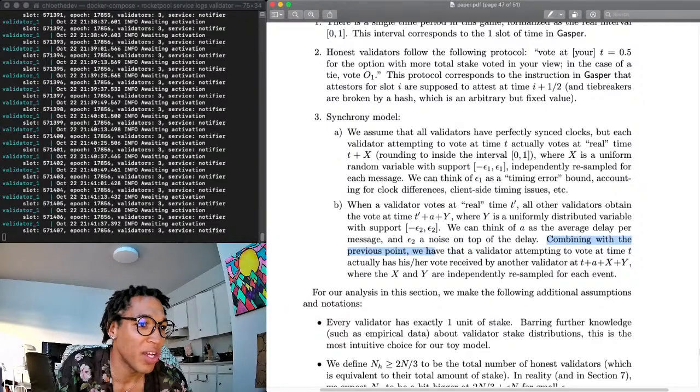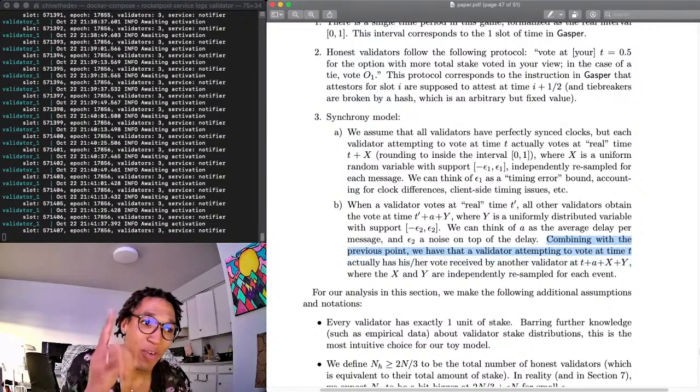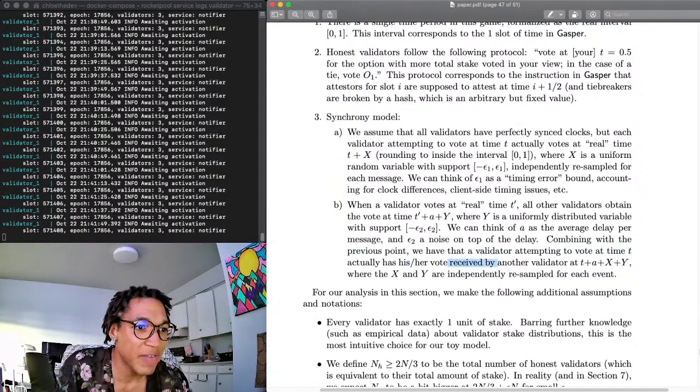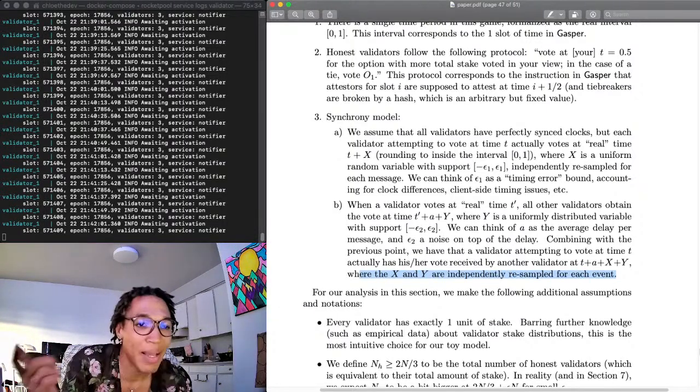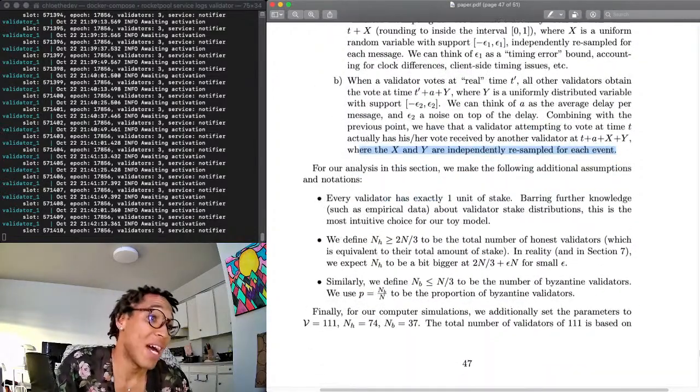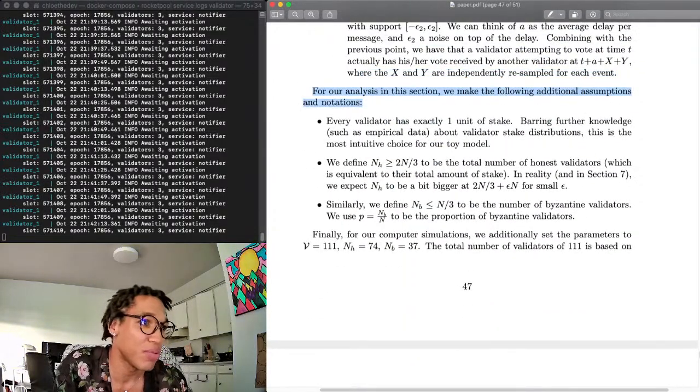Combining with the previous point, we have that a validator attempting to vote at time t, so you're trying to vote at time t, okay? What's actually going to happen is your vote is going to be received by another validator at t plus some time to send the message plus x, which is the delay of your own validator, plus y, which is the time it takes for your message to be sent and received, where x and y are independently resampled for each event. So it's going to be random each time. It's not going to be the same exact time delay. It'll be different.